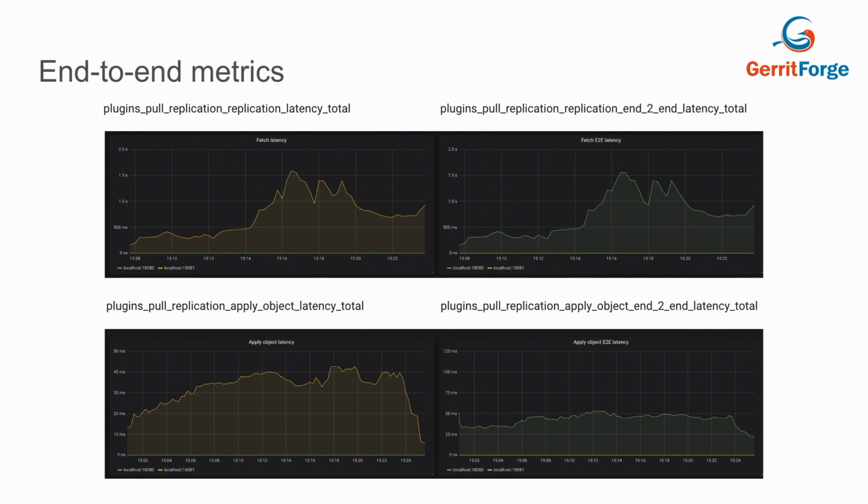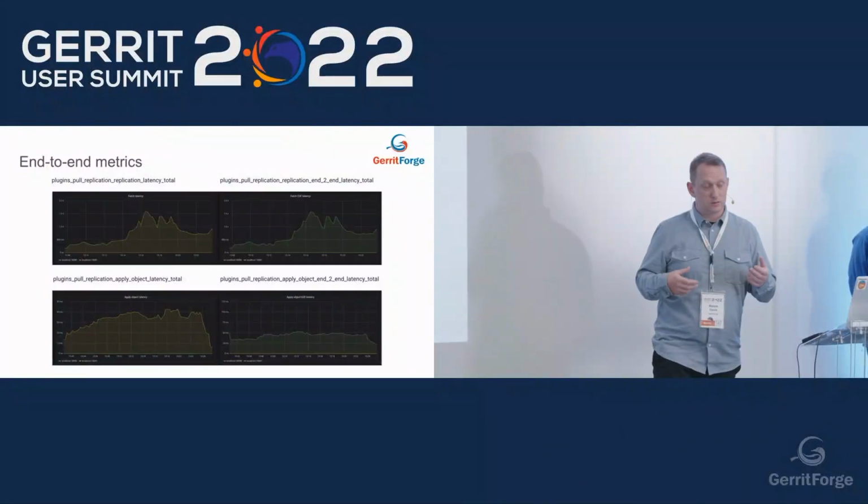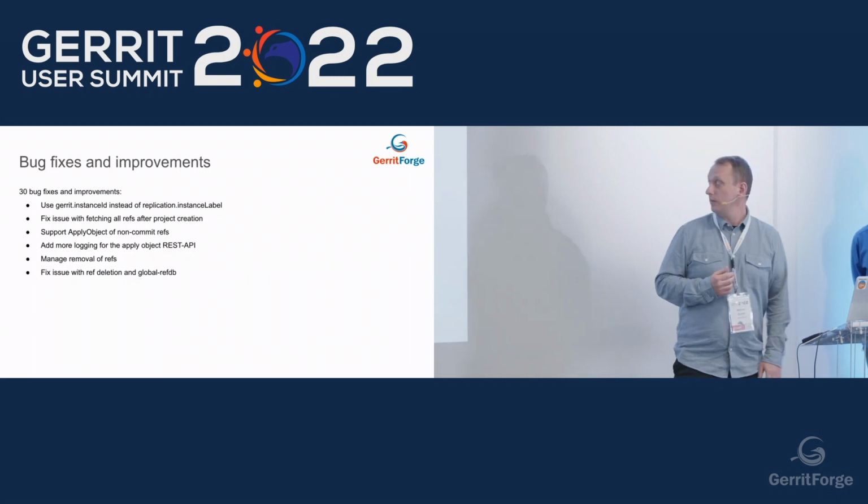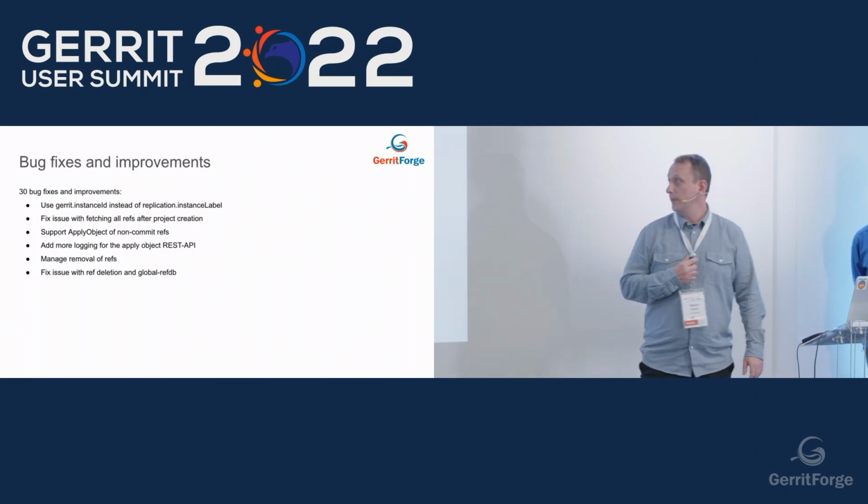So for example, if we see that the end-to-end latency is going up, but the fetch latency is not going up, this means that our git fetch operation is fast, but maybe reading the data or sending over the wire, maybe there's some network problem, we have slowness there. Same for the apply object. It helps us to understand what is going on. And yeah, we're actively working on the pull replication.